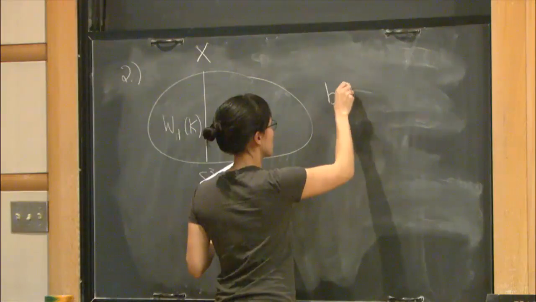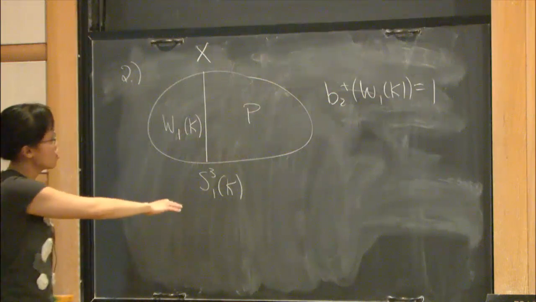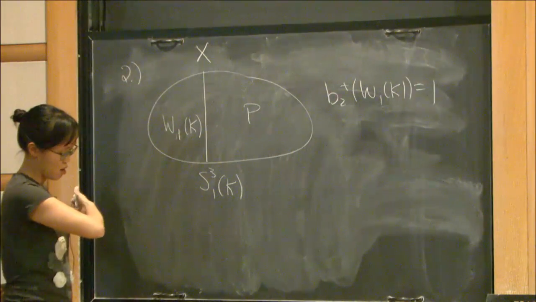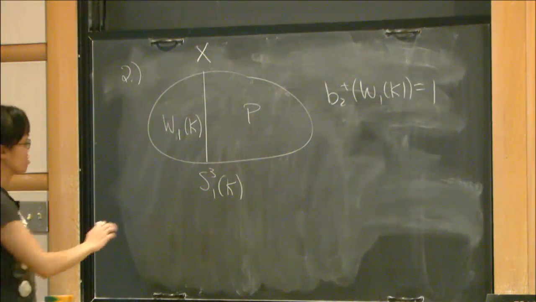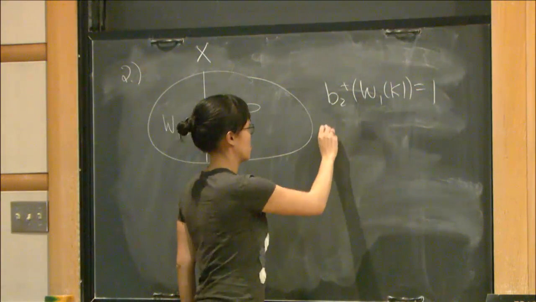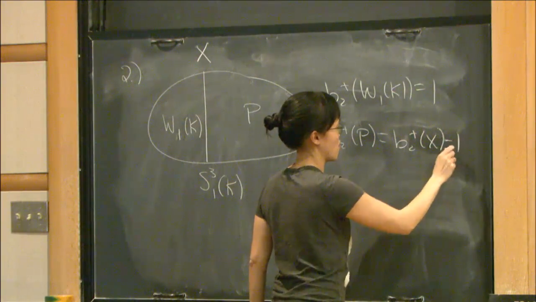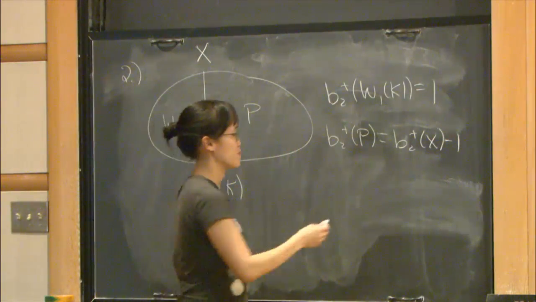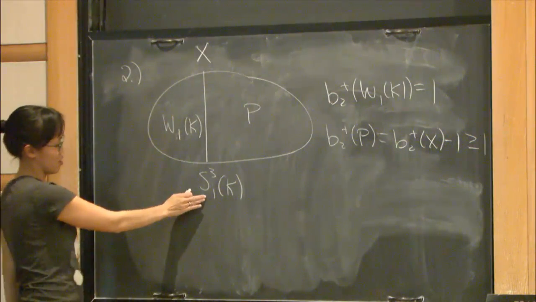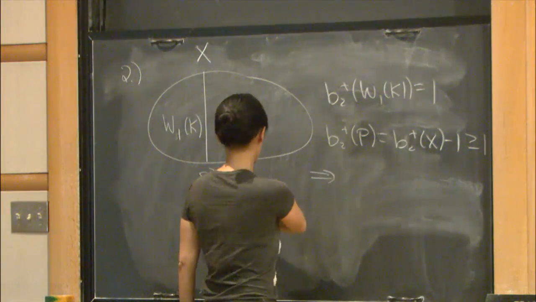B2 plus of W1 is 1. So what's the idea of the proof? We're going to show that the four-manifold invariant is 0. So we want to show this is an admissible cut. Well, B2 plus of P is just going to be B2 plus of X minus 1. B2 plus of X is at least 2, so this is at least 1. And, well, this is an integer homology sphere, so that homological condition is automatically satisfied. So in particular, this gives us an admissible cut.